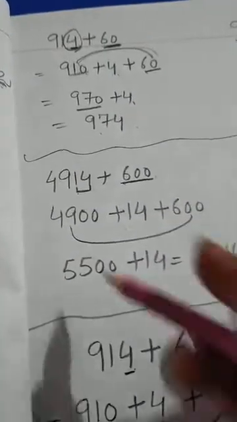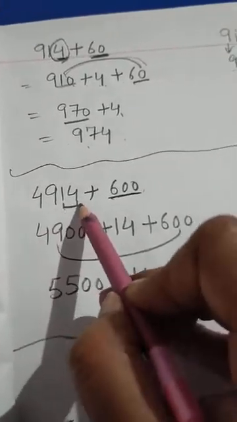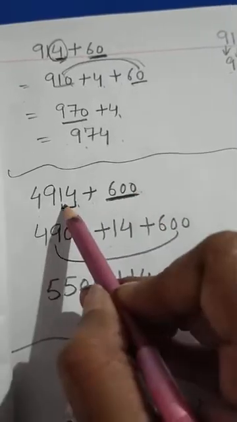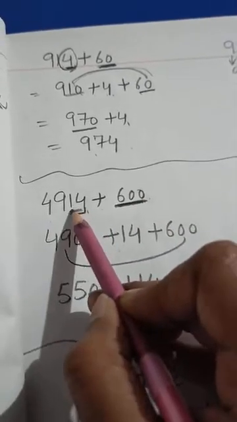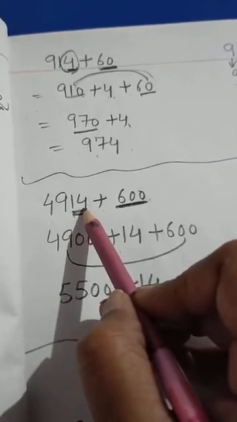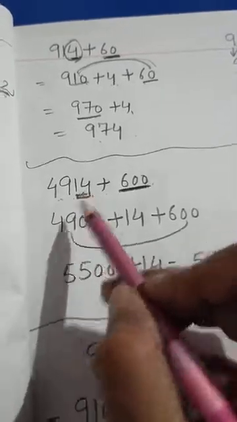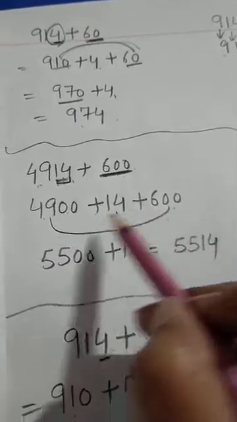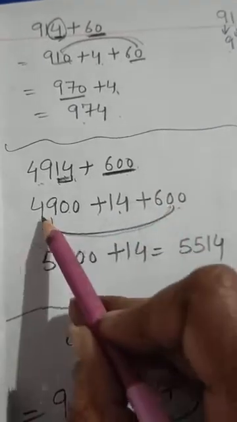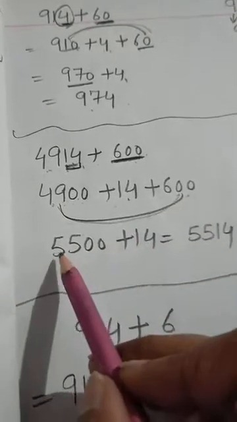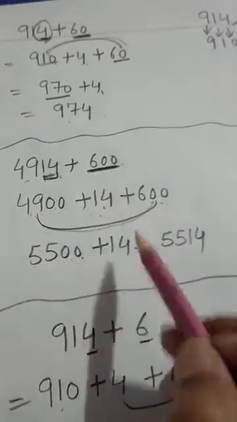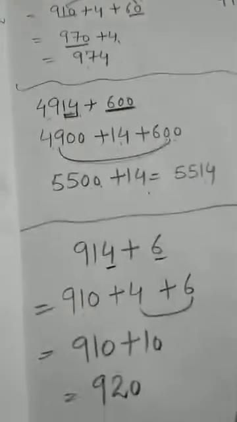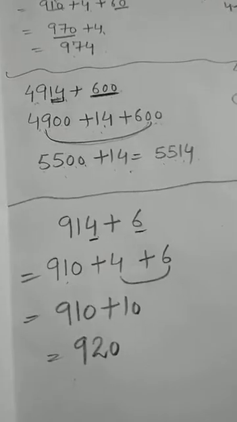Now see one more example, 4914 plus 600. Here there are three digits. Then how many digits will you make 0? Two. Two digits will be made zeros. When these are broken, 4900 plus 14 plus 600. The zeros numbers will be added first, 4900 plus 600. You will get 5500 plus 14. So it will become 5514.